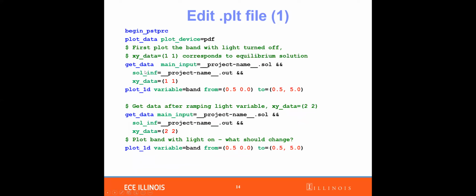Here, we are going to plot the band diagram under equilibrium condition. This is what this flux does. And when we turn on the light, we want to see how the band diagram changes compared to the equilibrium condition. So this is what this flux does. Okay.